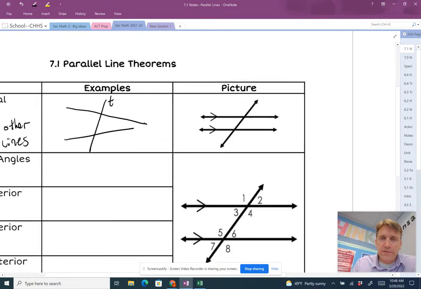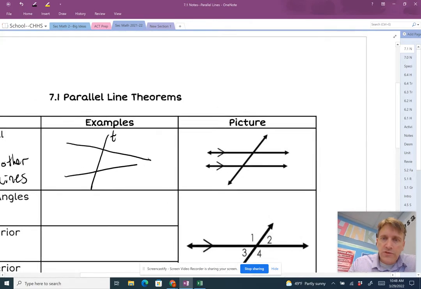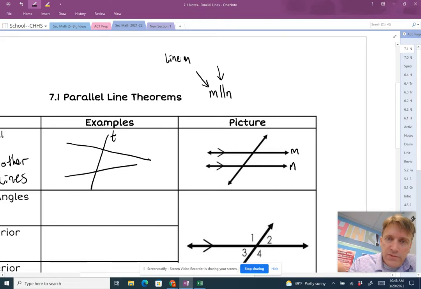We have parallel lines. So I might say, let's say this is line M and this is line N. And I can say M with two straight lines and N. That means this M is line M. These two symbols mean is parallel to, and then the N over here, line N.